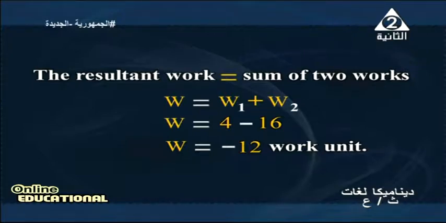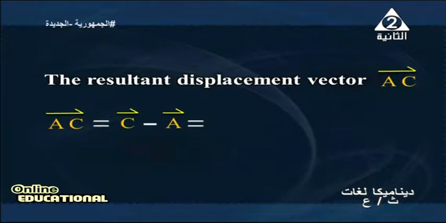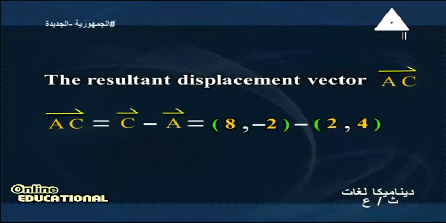Now what about the resultant displacement vector AC? Vector AC equals vector C minus vector A. Vector C (8, negative 2) minus vector A (2, 4). Then vector AC equals (6, negative 6). What about the work done during the resultant displacement AC?